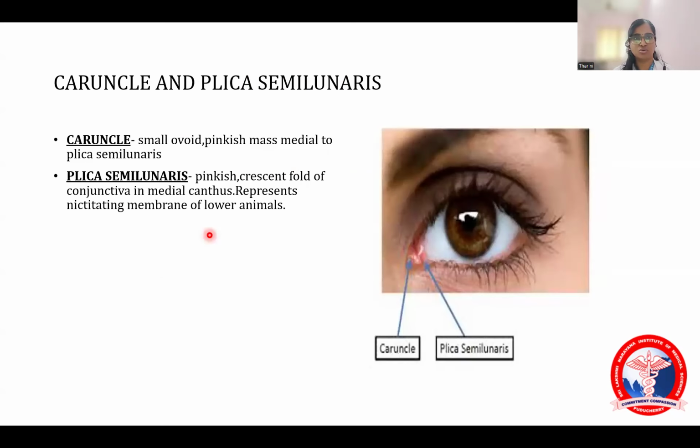Again, we have to know about two more structures: the caruncle and the plica semilunaris. The caruncle is a small ovoid pinkish mass which is medial to the plica semilunaris, and the plica semilunaris is a pinkish crescent-shaped fold of the conjunctiva in the medial canthus. This picture shows the caruncle and this is the plica semilunaris. The plica semilunaris represents the nictitating membrane of the lower eyelids.